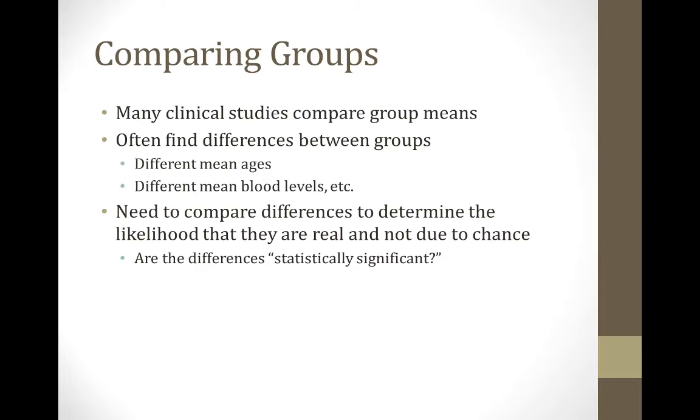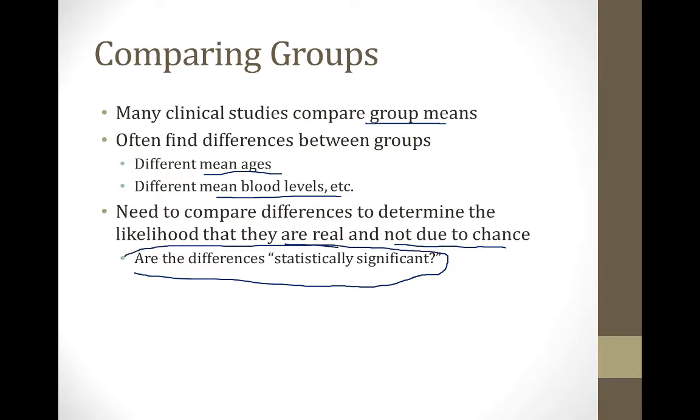Many clinical studies compare group means, and they often find differences between groups. For example, they may find different mean ages between two groups or differences in the mean blood levels between two groups. And the authors of studies need to compare these differences and determine how likely it is that these are real differences and not due to chance. The way people often say this is, are the differences statistically significant? This is what we want to know.